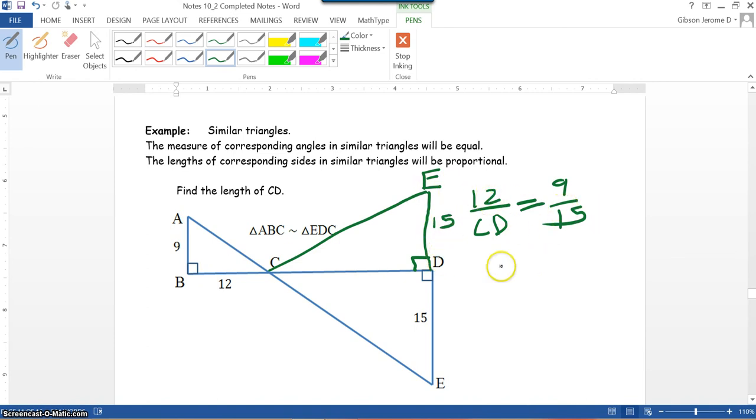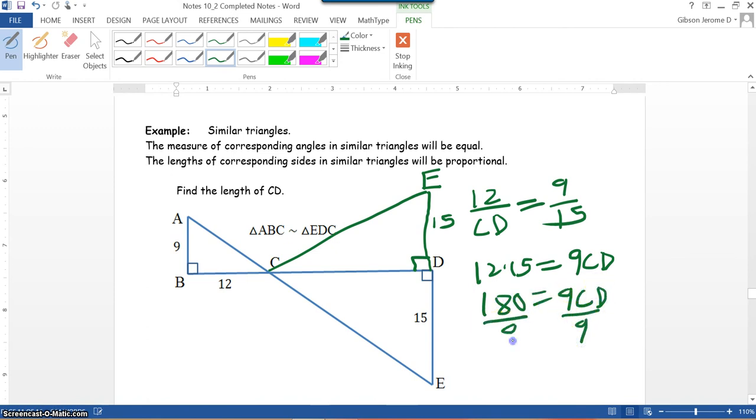So now we will cross multiply. 12 times 15 is equal to 9 times CD. 12 times 15 is 180. It's equal to 9 CD. We divide each side by 9, and 20 is equal to CD. And that is our final answer.